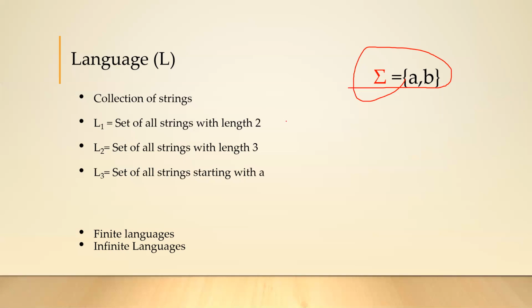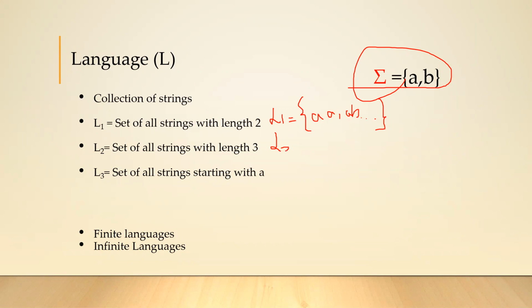Now, the set of all strings with length 2. So I can write L1. This is how I write my language. L1 is equal to, you will open up a curly bracket. And then what is my L1? The set of all strings with length 2. So I can have AA, comma, AB, comma, BA, and BB. I'm not writing everything. So this is my L1. Language 1 is the set of all strings with length 2.